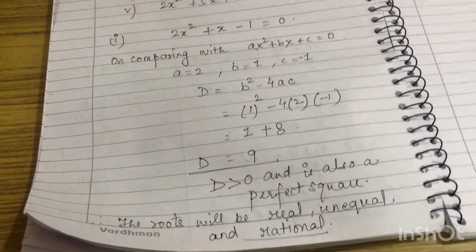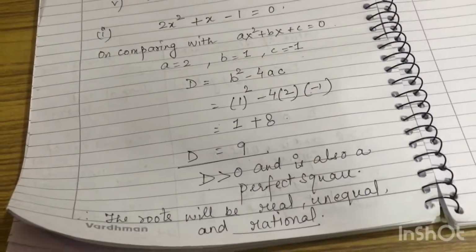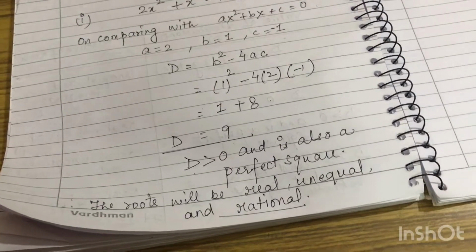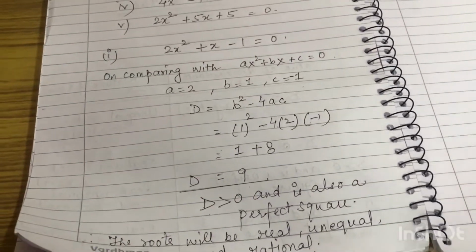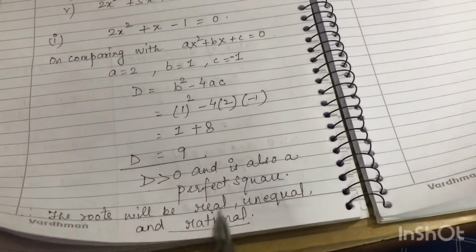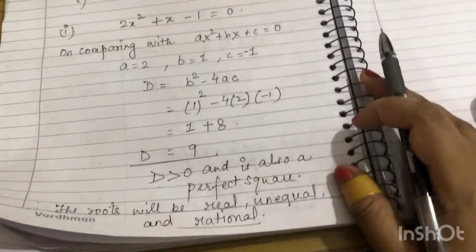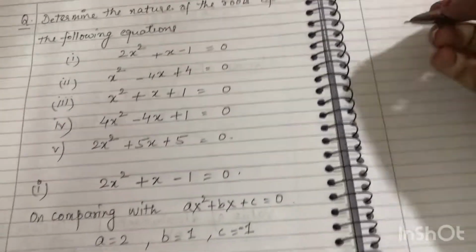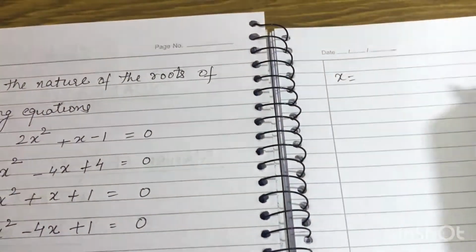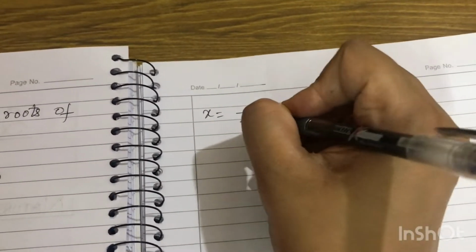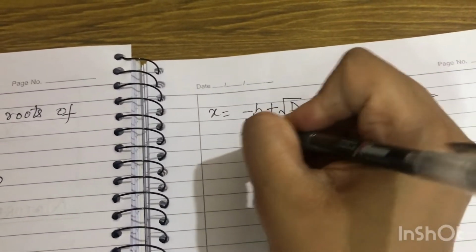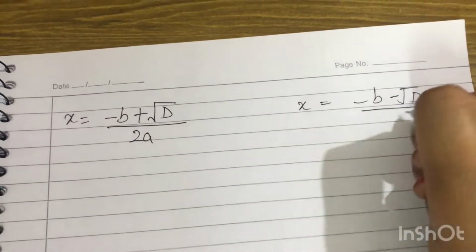Now if you have to prove कि अगर आपको find out करना है कि हाँ ऐसे ही होता है क्या, so what you can do, you can find the roots by using the quadratic formula. So I am showing you how it is real, unequal and rational. So D I have found out here, 9. So to find the roots we will apply the quadratic formula: minus b plus root D upon 2a, minus b minus root D upon 2a.